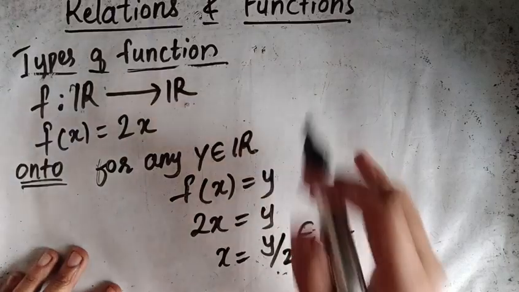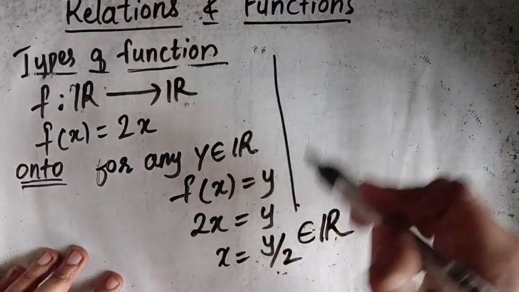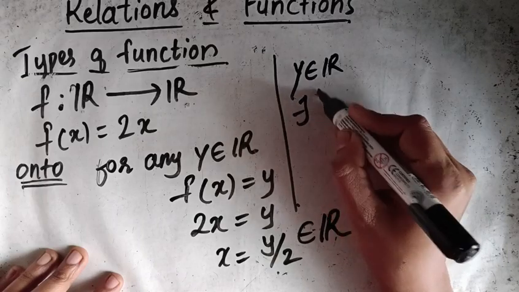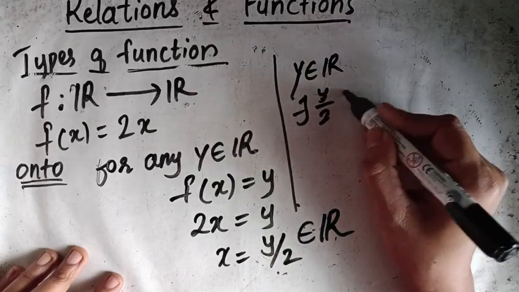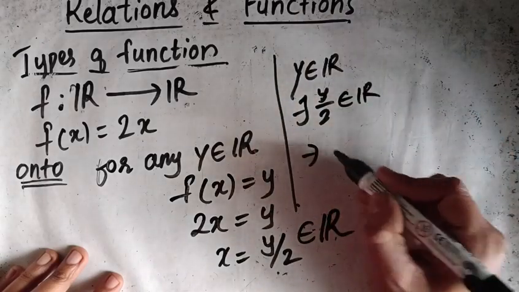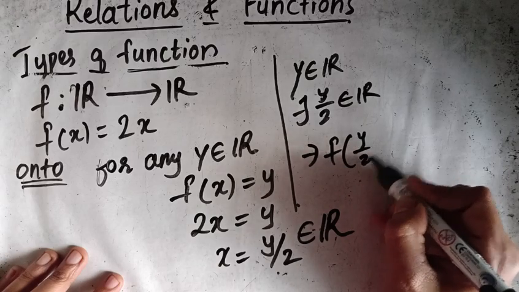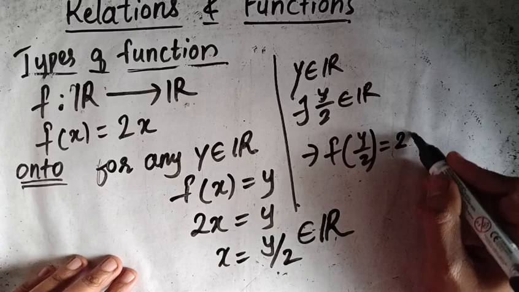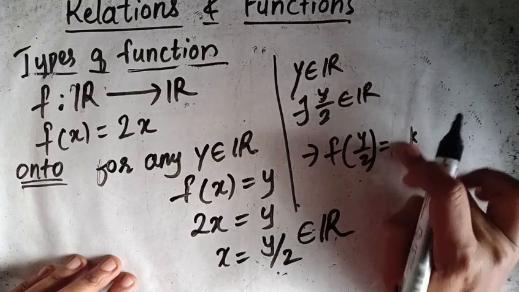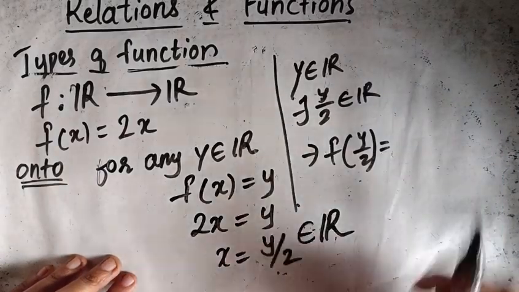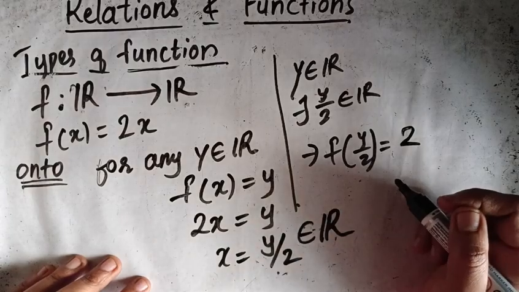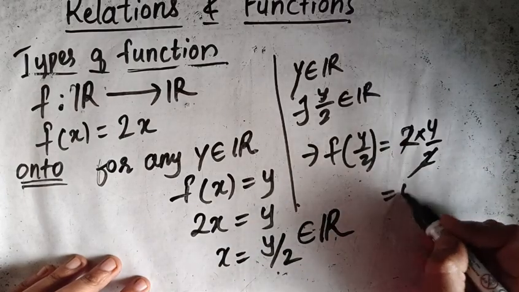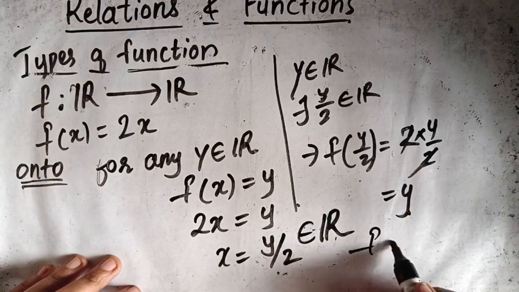So this belongs to R. So we can write that for a given number y belonging to R, there exists y by 2 in R such that f of y by 2 is 2 times y by 2. That is, in place of x, you write y by 2. So this is 2 into y by 2, right? So we will get y. So f is onto.